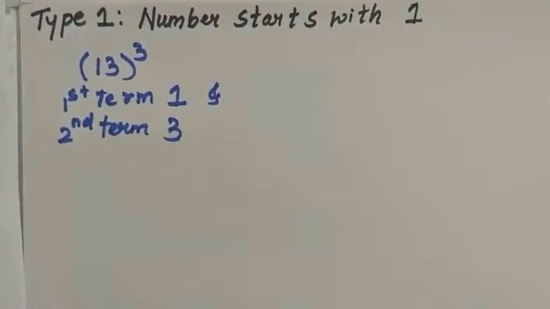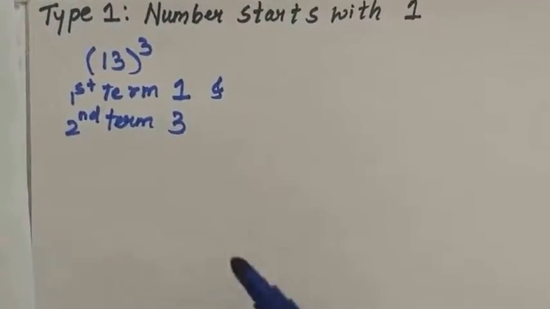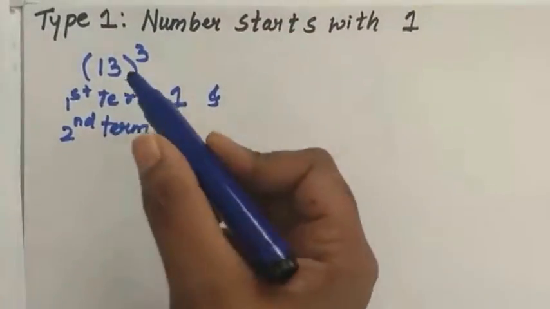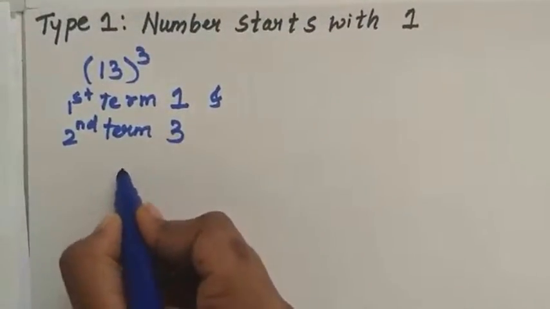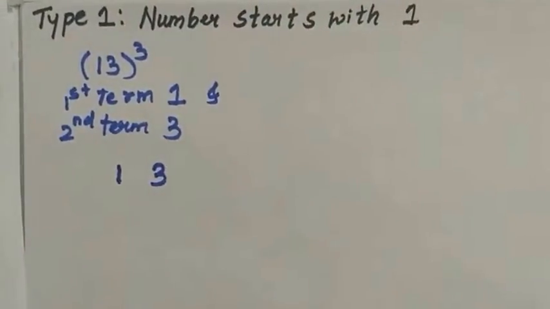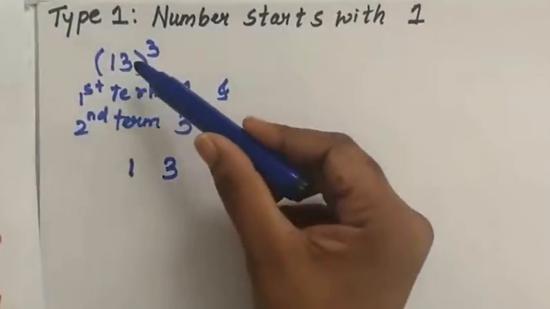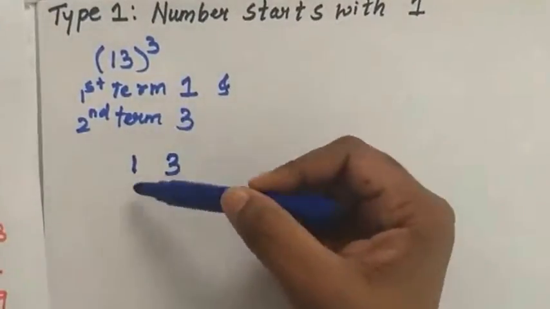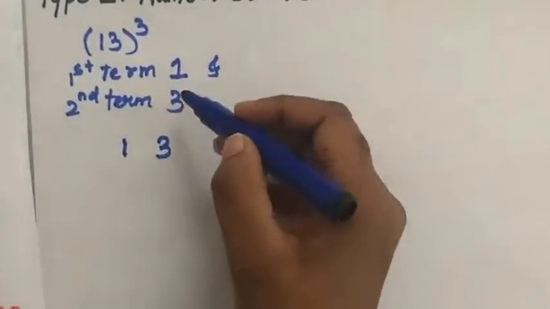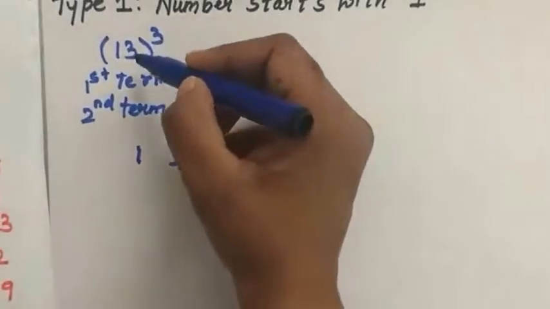So in the first step, I'll write this 1 and the 3 as it is. First step, the first term and the second term value I have written here as it is. So in the second step, I'll square the second term. Second term is your 3.